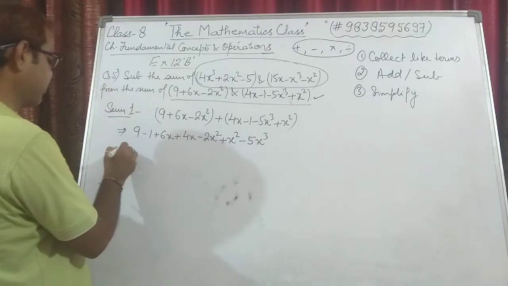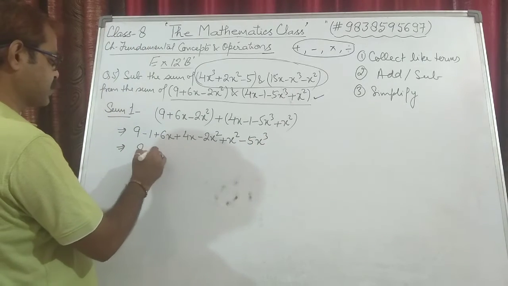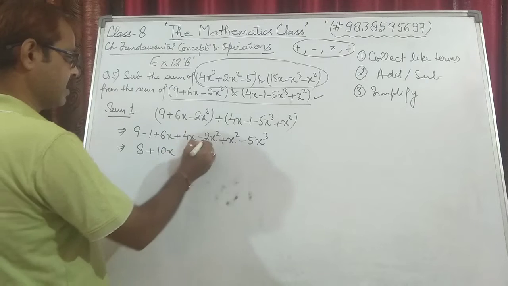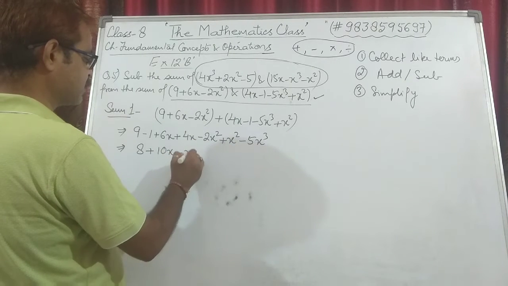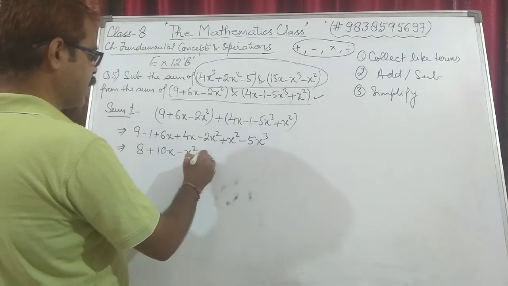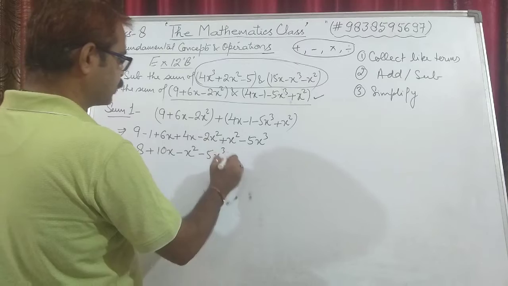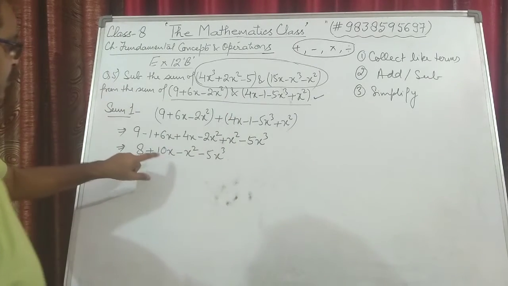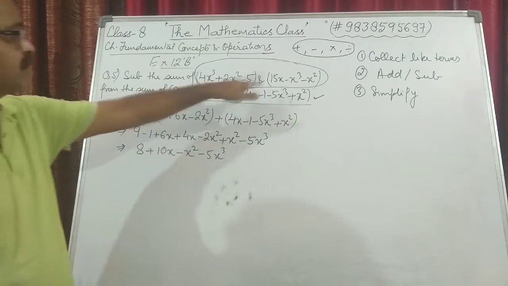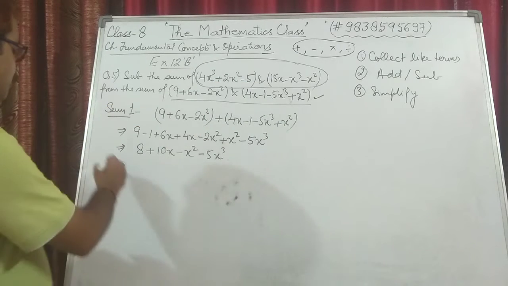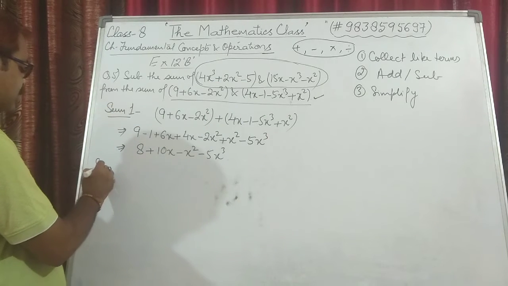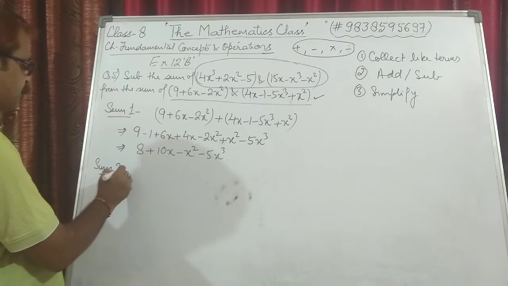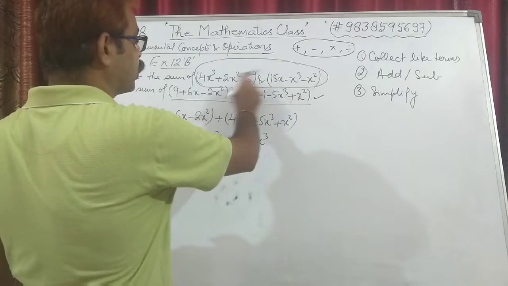When we solve it, 9 minus 1 is 8, 6 plus 4 is 10x, minus 2 plus 1 is minus 1, that is minus x square, and minus 5x cube. This is the first sum. From this we have to subtract the sum of the other two polynomials. So we are taking that sum as sum 2.